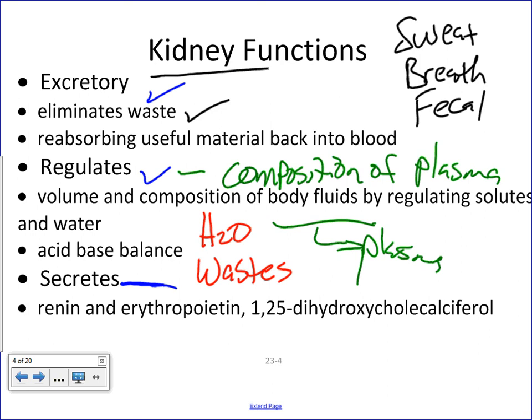The kidneys are filtering organs. The kidneys are the filtering organs of the urinary system, and the kidneys also do the bulk of the work of the urinary system. That's why we spend the bulk of our time talking about the kidneys. So the kidneys essentially are performing these functions, the regulatory, excretory, and secretory functions.